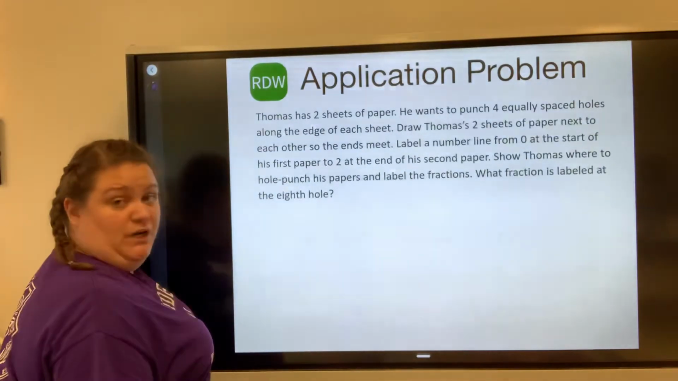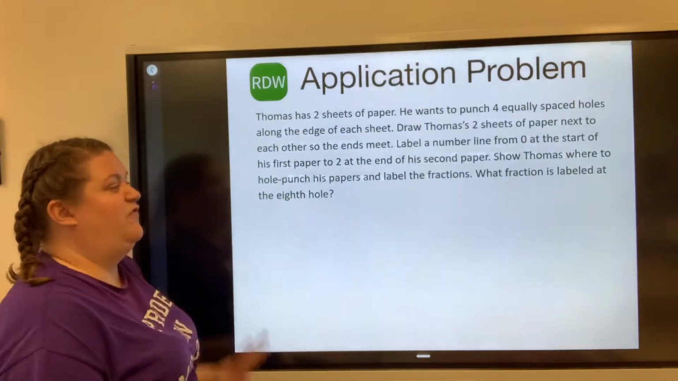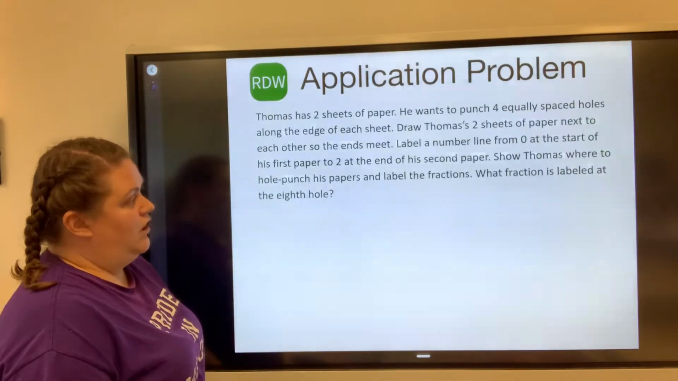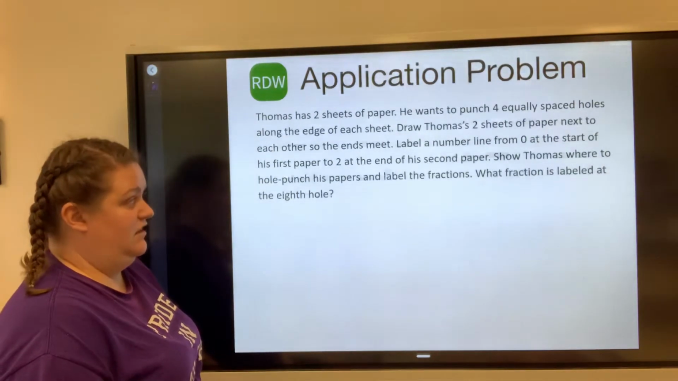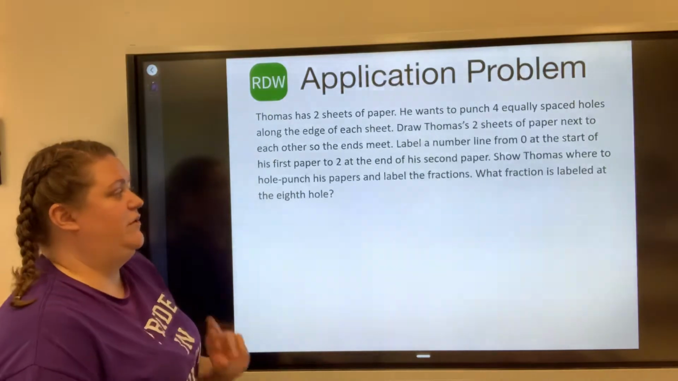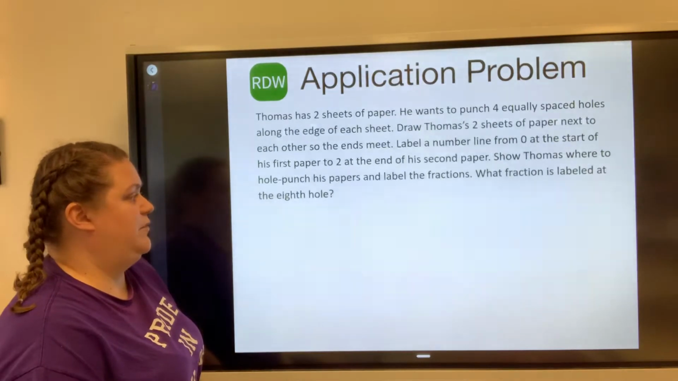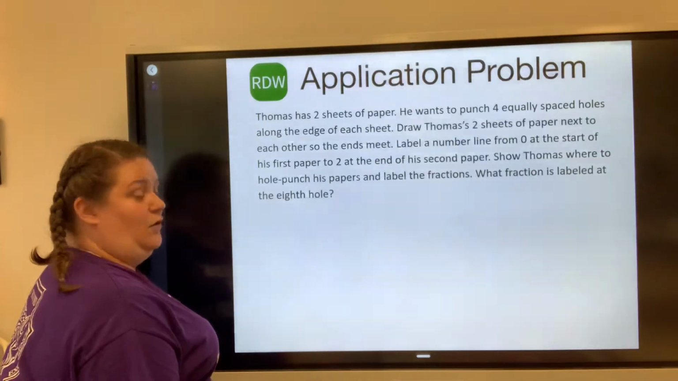So we're going to redraw, right. Thomas has 2 sheets of paper. He wants to punch 4 equally spaced holes along the edge of each sheet. Draw Thomas's 2 sheets of paper next to each other so the ends meet. Label a number line from 0 at the start of his first paper to 2 at the end of his second paper. Show Thomas where to punch his papers and label the fractions. What fraction is labeled at the 8th hole?